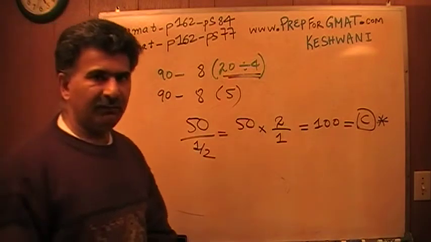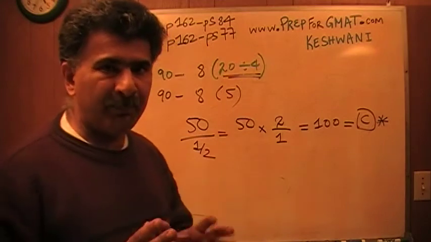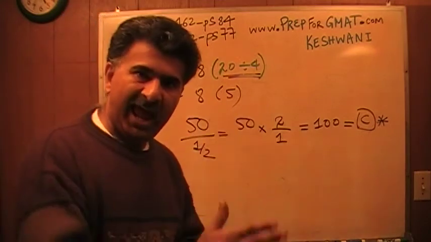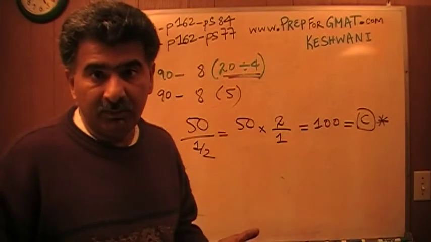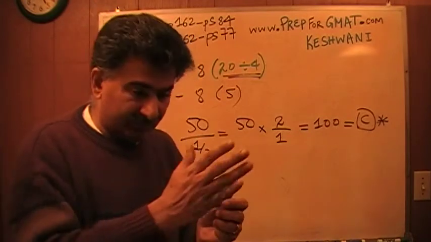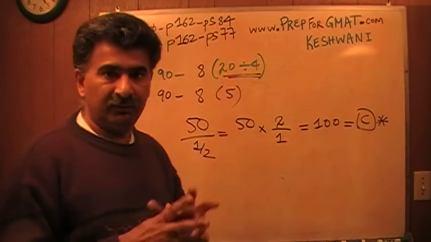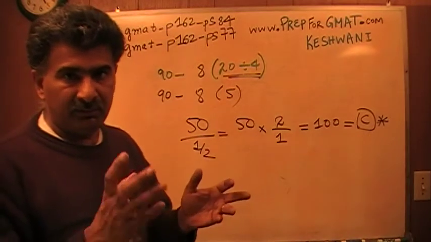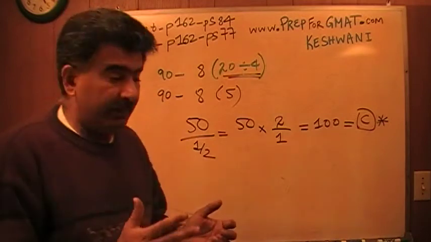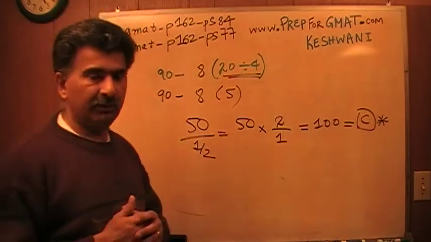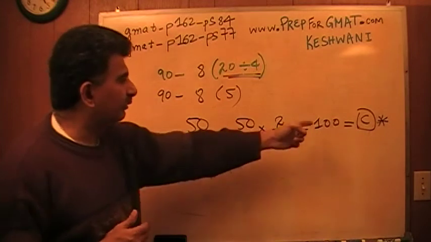In other words, if I had 50 apples, and if I cut each apple in half, how many pieces would I have? Obviously I'll have 100 pieces, because I just cut each one of them into 2 pieces by cutting them in half. So 50 whole apples will become 100 pieces, because I'm cutting them in half, if you want to think of it intuitively. So 50 divided by half equals 100.